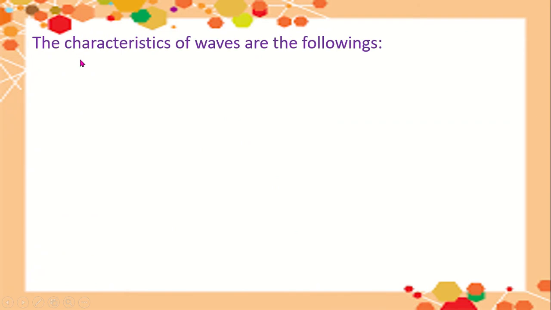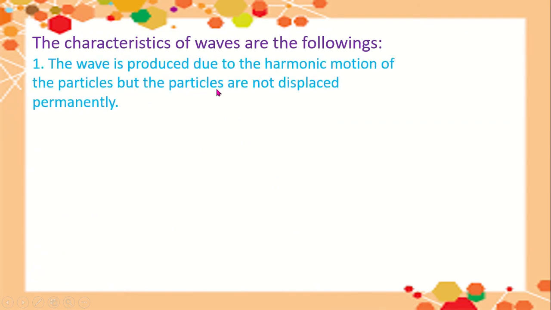Now, the characteristics of the waves. The wave is produced due to the harmonic motion of the particles, but the particles are not displaced permanently. Why is it harmonic motion? Because here also the particles vibrate back and forth. That's why it is harmonic.